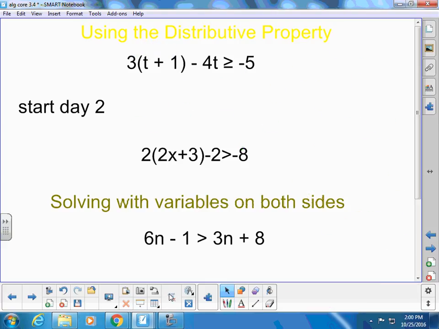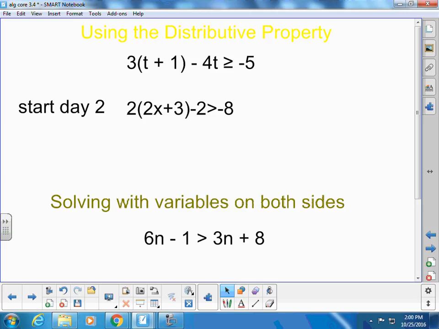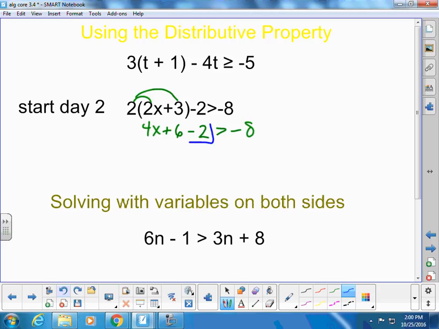Now let's worry about this problem. Again, we do the same thing. First, we start by distributing. So, 2 times 2x is 4x, plus 2 times 3, which is 6, minus 2, greater than negative 8. Again, I have like terms, there's no variables, but I have a negative 2 here and a positive 6. So they're on the same side, I combine them. I have the 4x still, that's by itself. Positive 6, negative 2, so plus 4, greater than negative 8.